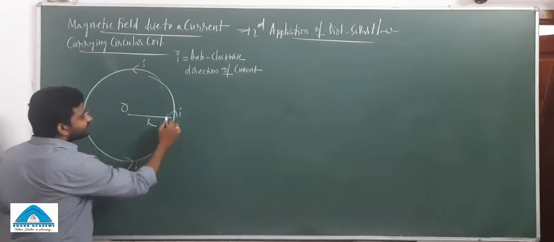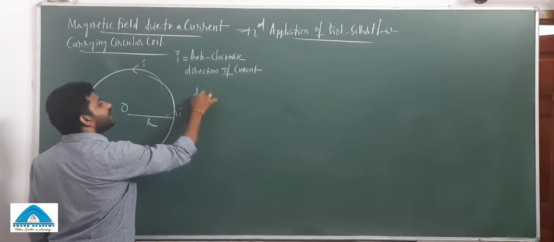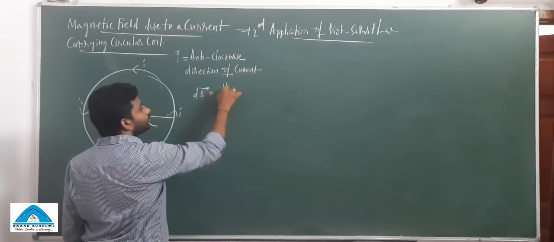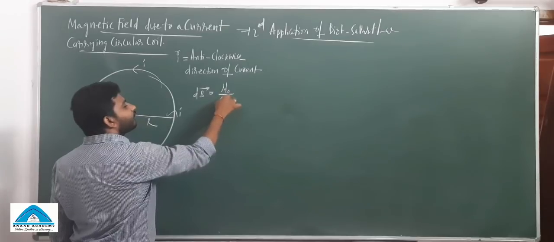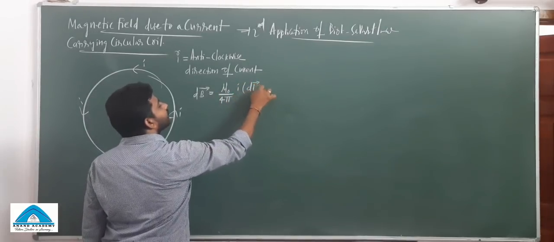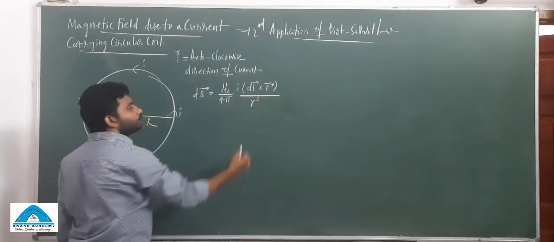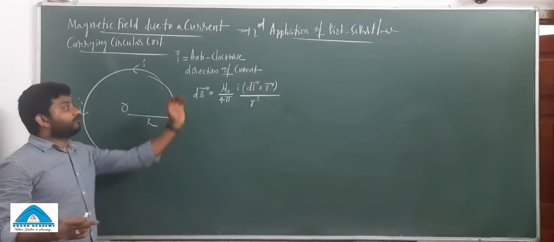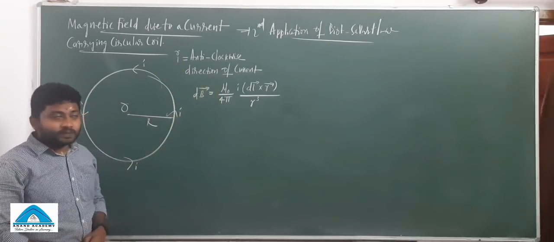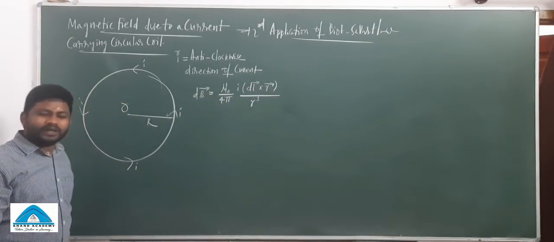According to Biot-Savart law, I am writing in the vector form, dB bar is equal to mu naught by 4 pi I dl bar cross R bar divided by R cube. I hope you could recollect the vector form of Biot-Savart law. So dB bar is equal to this much. So what is dl bar and R bar? That's most important here.